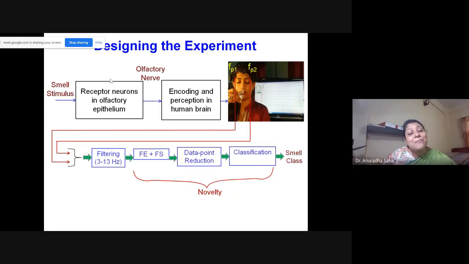And what happens is that there is a kind of encoding and perception in the human brain, and that encoding involves some kind of synthesis between the aromatic stimuli, the aromatic components, and also our brain signals. So there is a kind of encoding pattern and encoding process going on inside our brain, and humans can perceive a specific aroma whenever a particular stimulus is given to them.